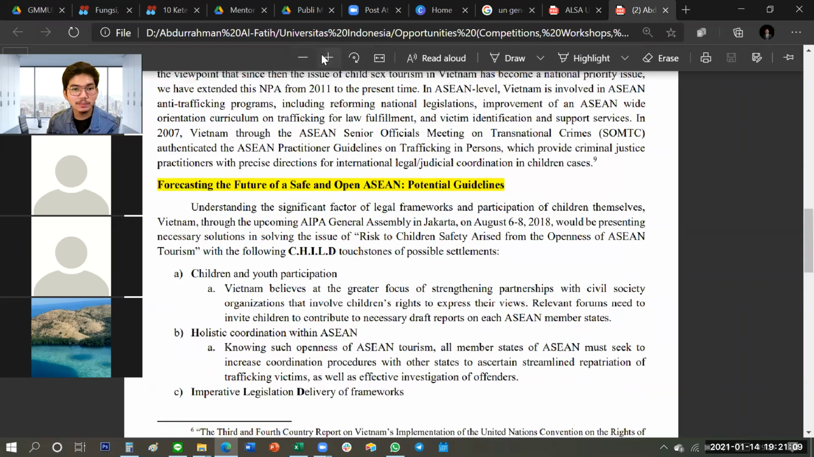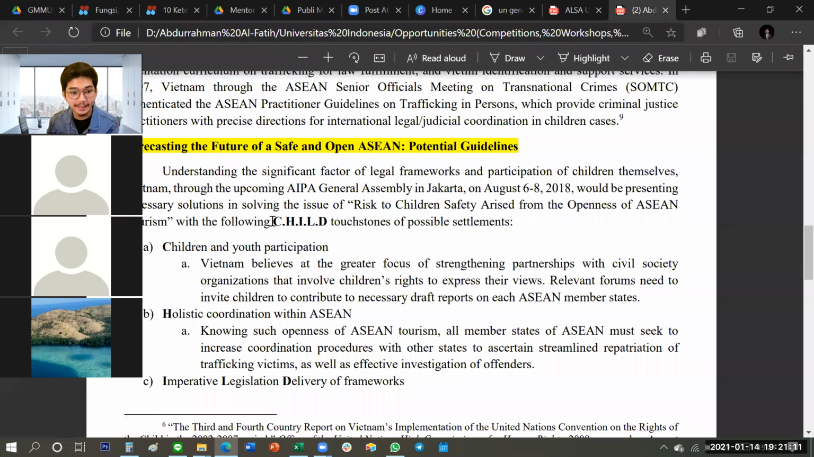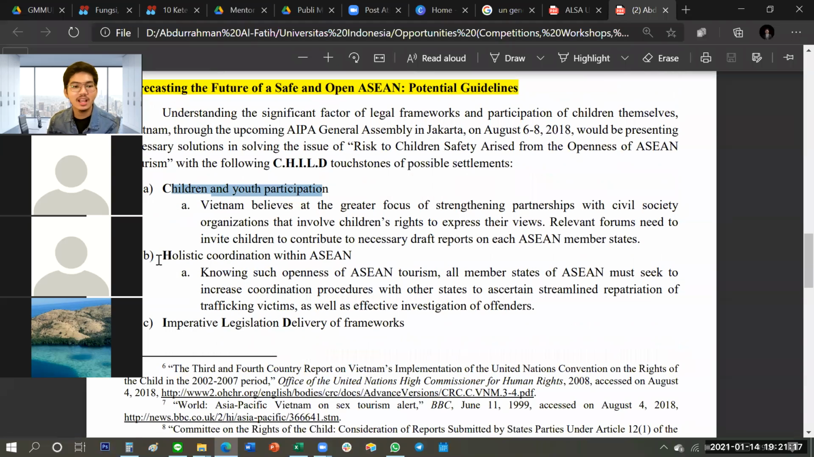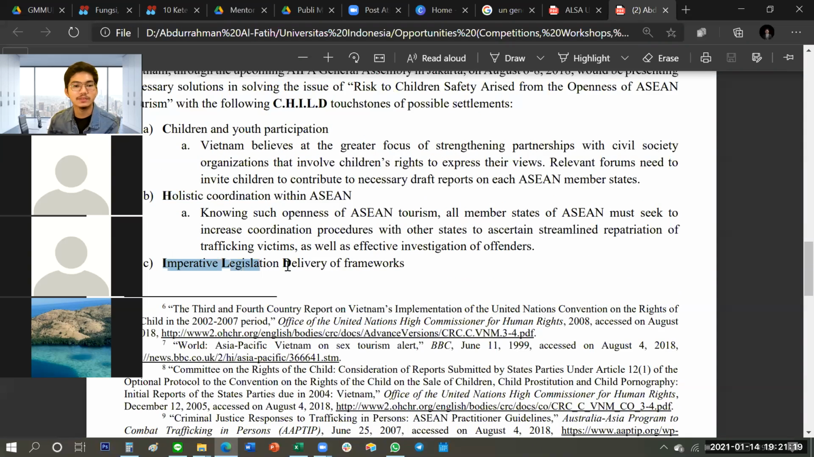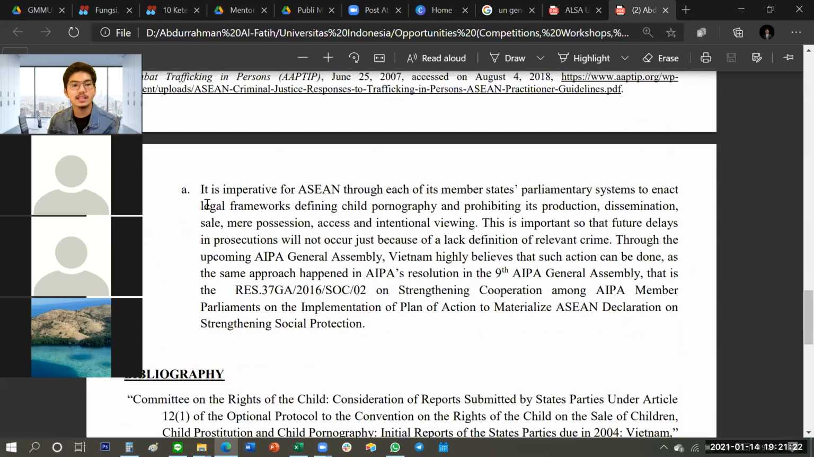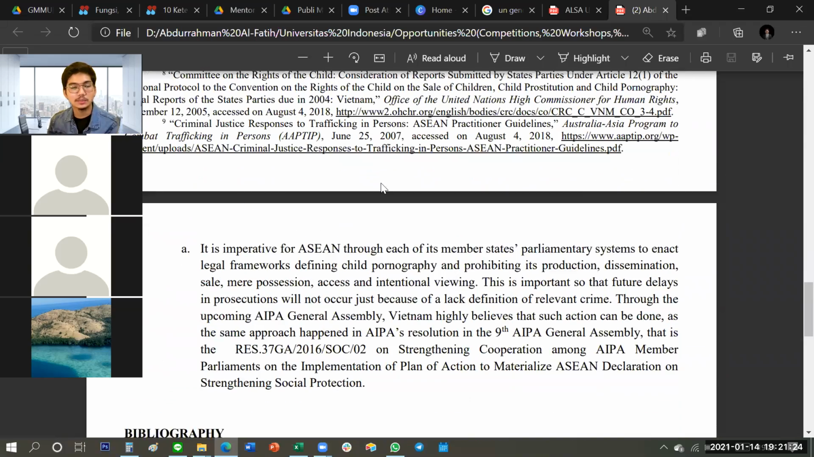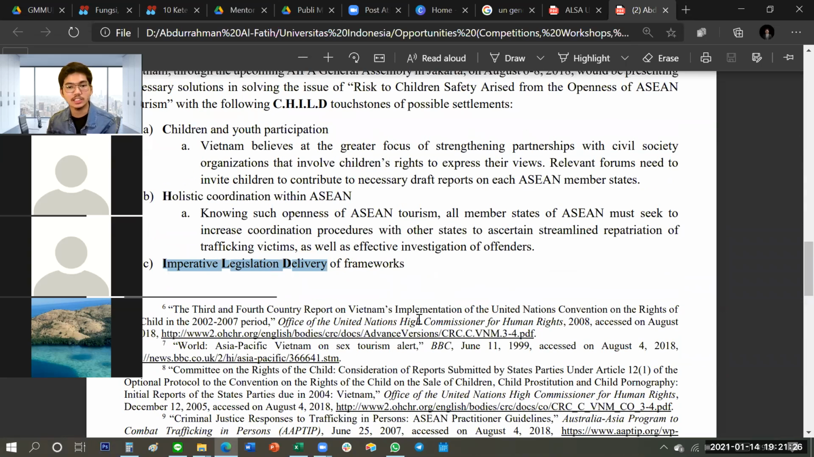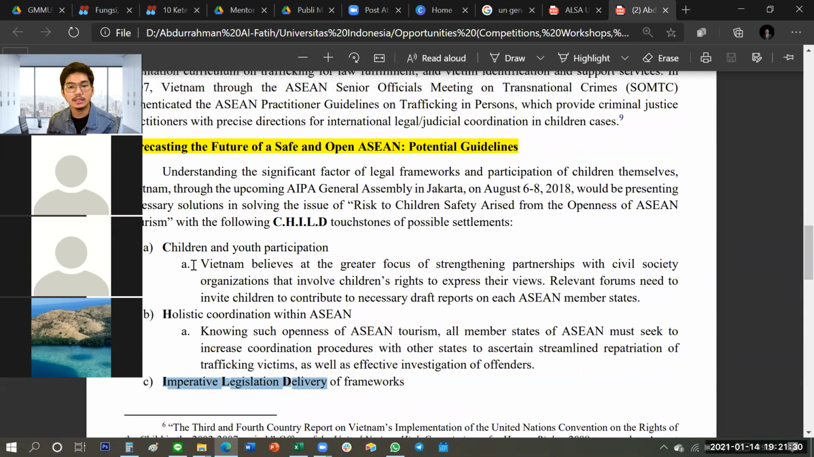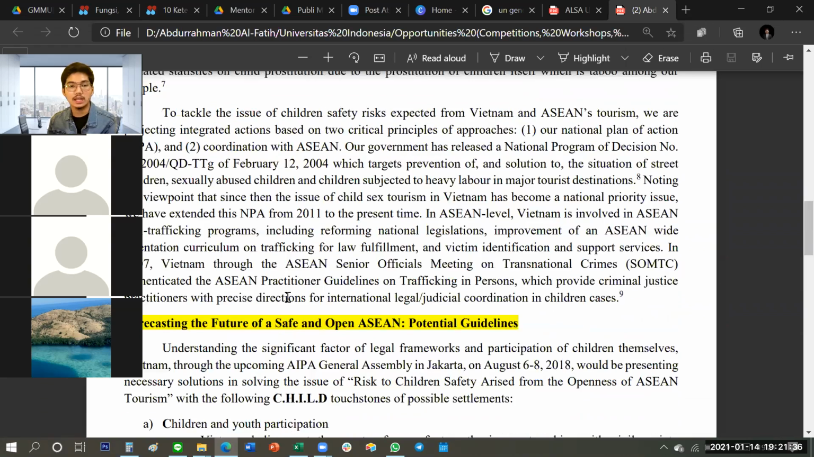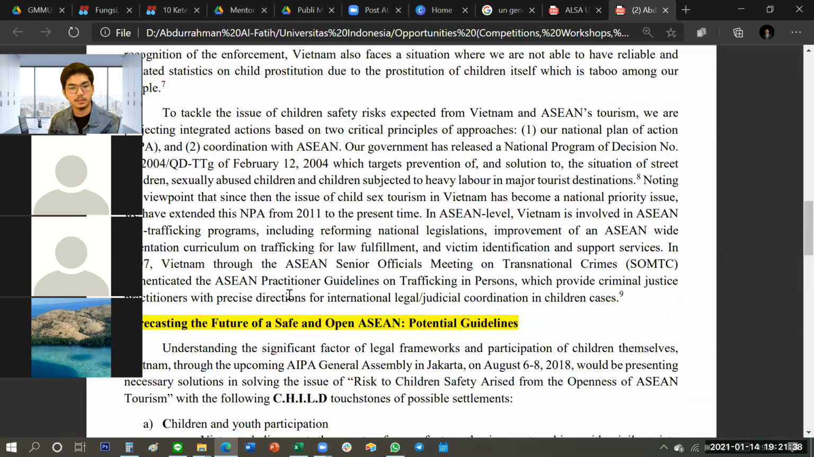So I actually proposed this solution called CHILD TOUCHSTONE. It stands for children and youth participation, holistic coordination, imperative legislation delivery, and then also the supporting details of all the solutions. So it's actually quite more comprehensive compared to the previous one. And perhaps the chair sees that this kind of solution is the one they're looking for. Thus, I was awarded the best position paper honor.